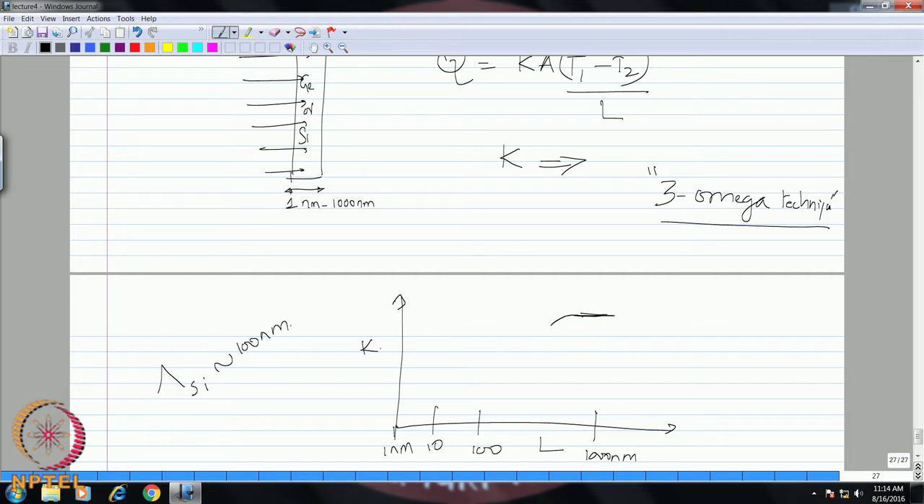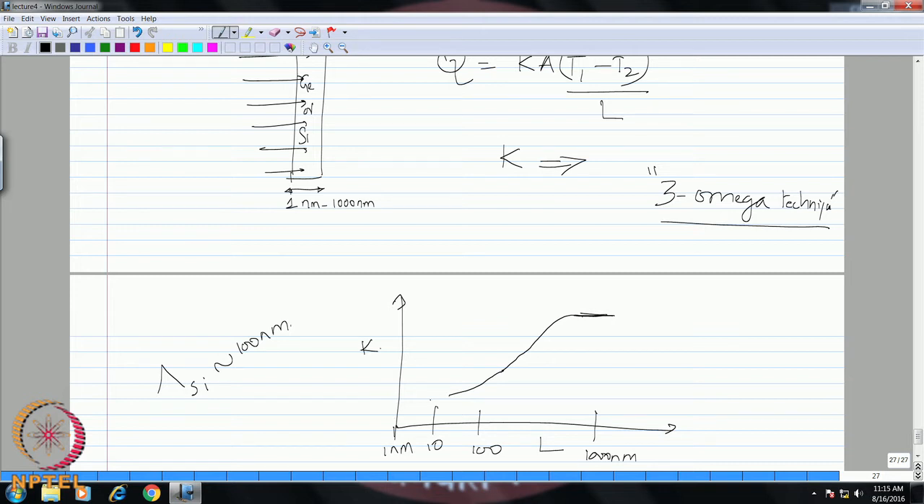So, this value will approach the macro scale value of thermal conductivity, and surprisingly as you keep reducing, you will find that this value keeps also dropping, which is not a characteristic of bulk materials, right. In bulk materials, thermal conductivity is a constant value, right. But if you use this 3 omega technique, you will see that the thermal conductivity keeps dropping with reducing thickness.